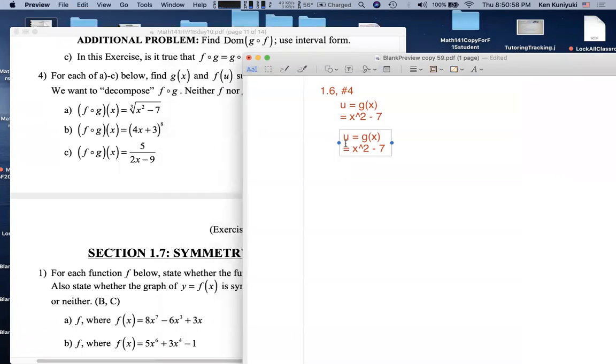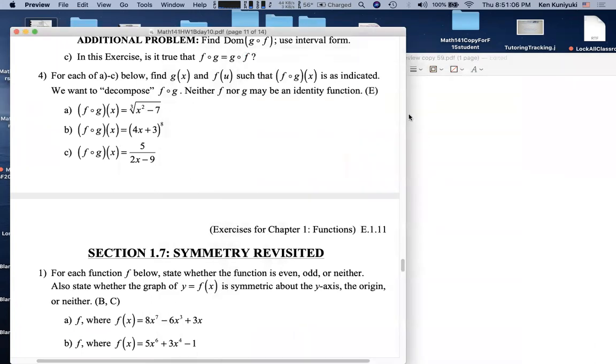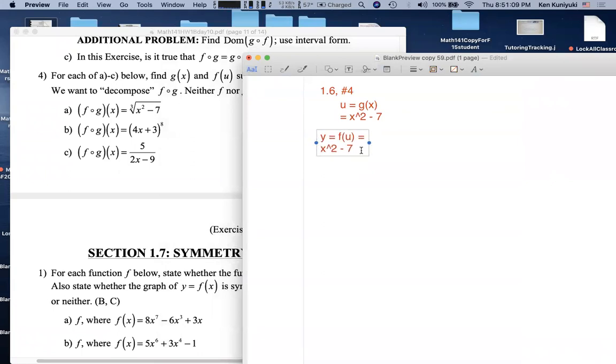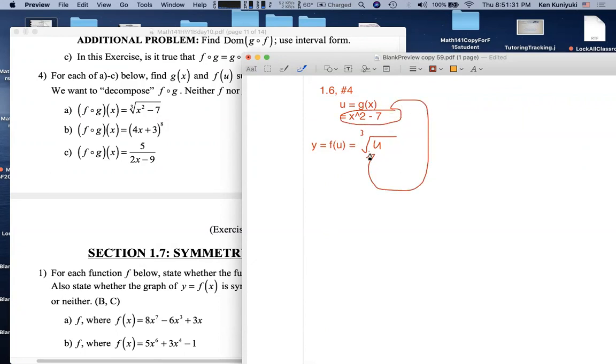And then for the outer function, y or f of u. So what do we do to this inner guy? We're taking his cube root. All right. And then one way to check this is that you can plug this thing in for u and see if you get the original, and we do. All right. And then it's similar for the other two.